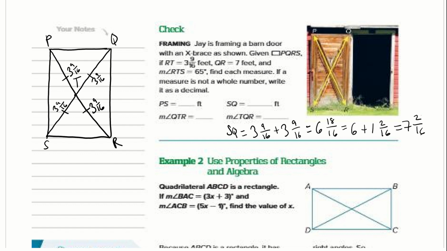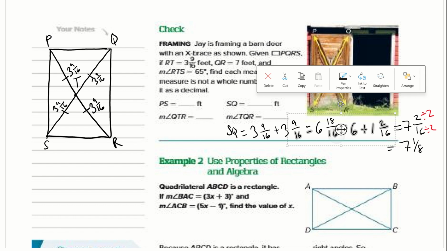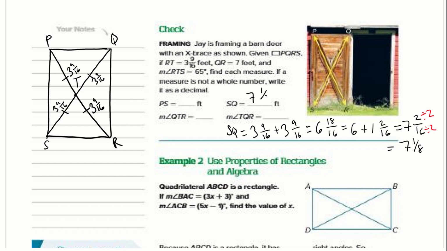But let's make sure to reduce that fraction. So we're going to divide the top and bottom by 2. And so we have 7 and 1/8. Okay, so clearly SQ has to be 7 and 1/8 feet if we combine those two distances. Now, let's do the next one. QR is 7 feet. But we know that because a rectangle is a parallelogram, these must be congruent. So this also has to be 7 feet. So that one's pretty straightforward.